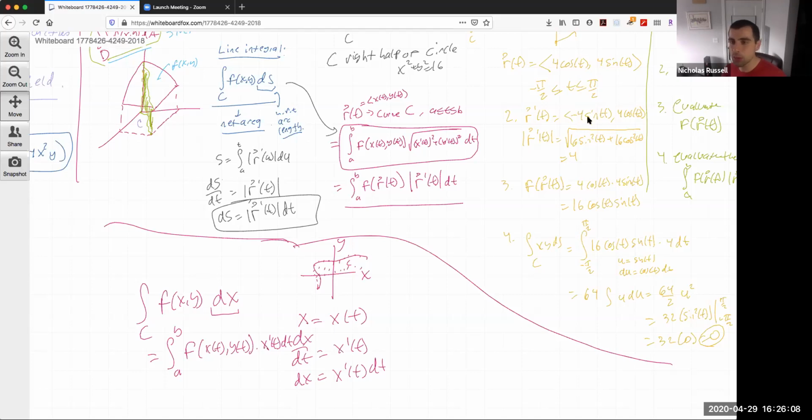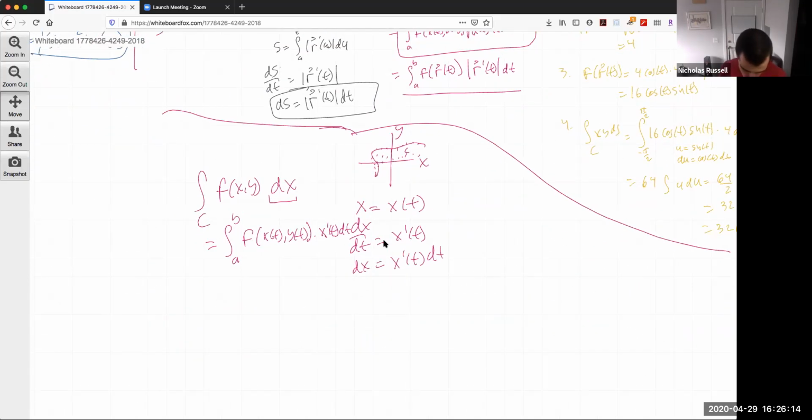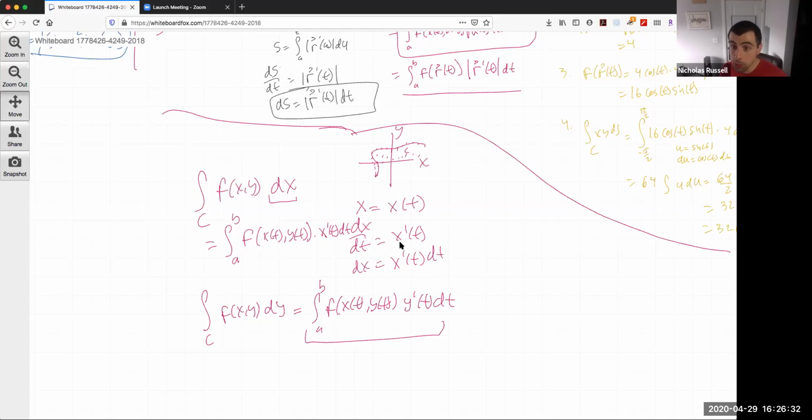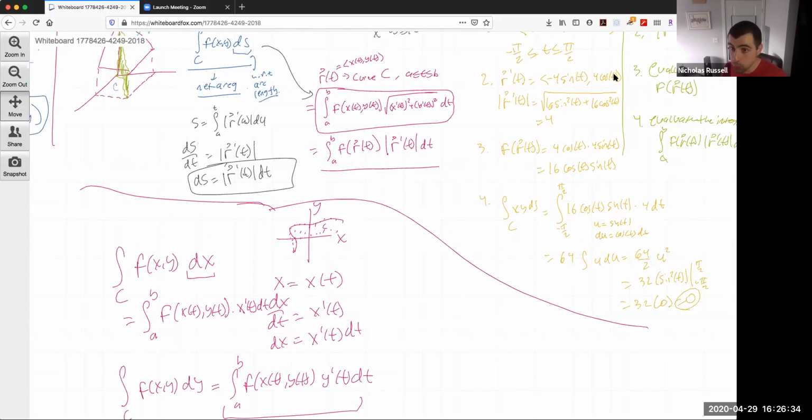So that's what happens. Instead of this magnitude, you don't take that anymore. You just take literally the component x prime. In a similar way, you can probably guess, if I have a dy here and I want to partition in the y direction, I would again change this the same exact way. It'd be y prime of t dt here. And again, what I would do in this problem is take y prime of t, which is 4 times cosine of t, and plug it back down here too, and go from there.